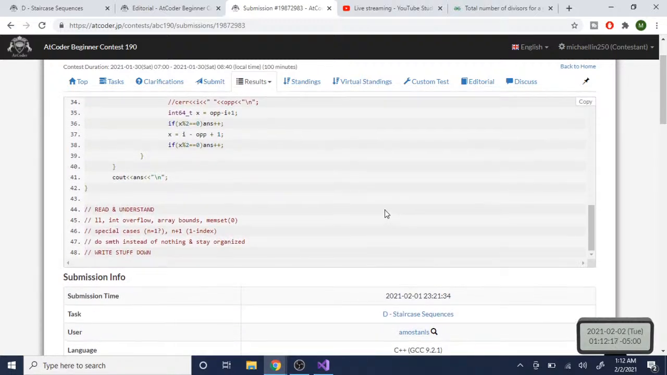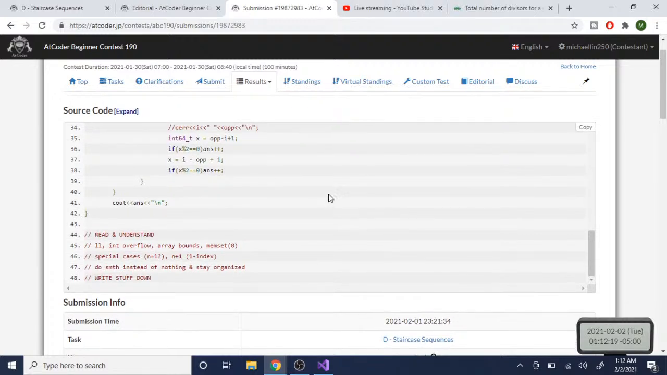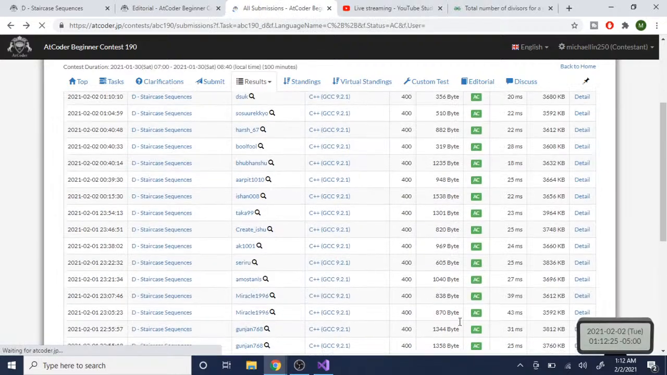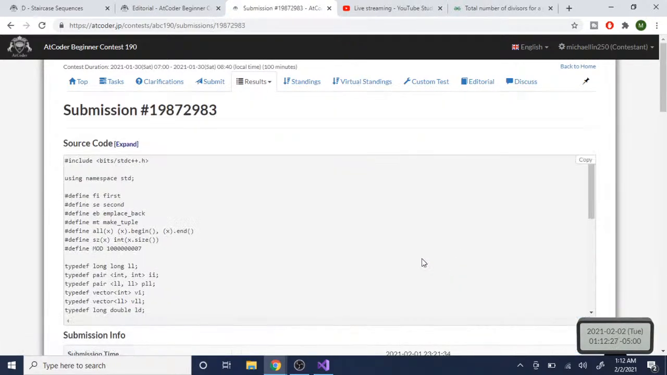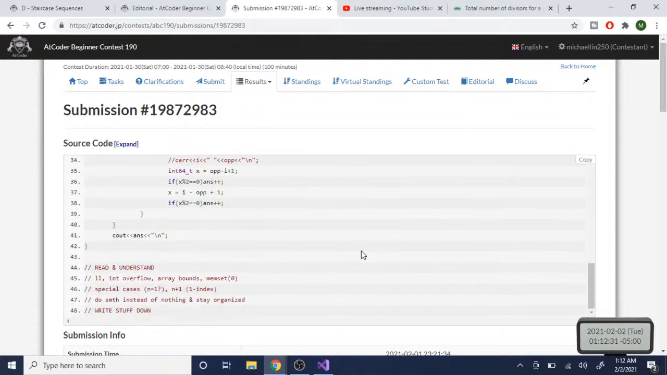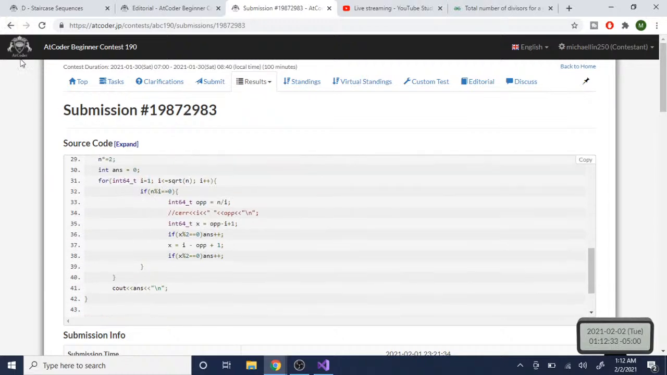Read and understand special overflow, mem set, do something instead of nothing, stay organized, write stuff down. Oh man. These people don't really care. Wait. Is this the same? I just clicked on the same code.